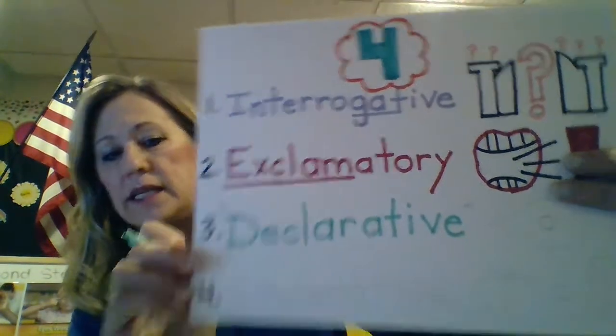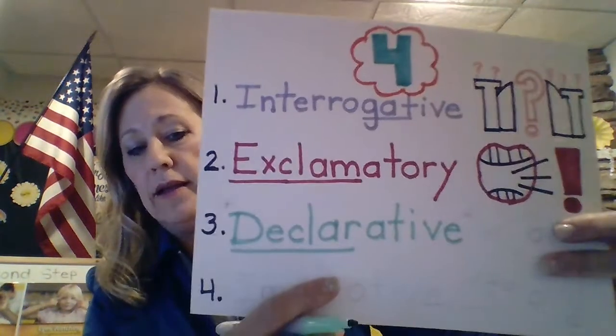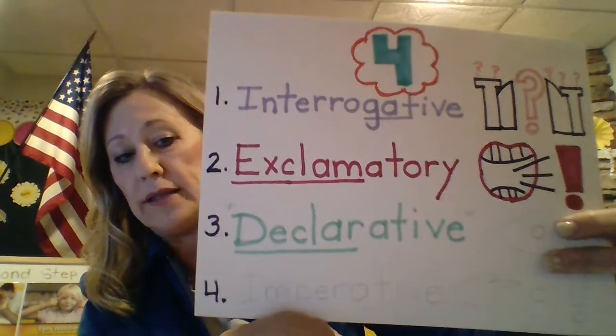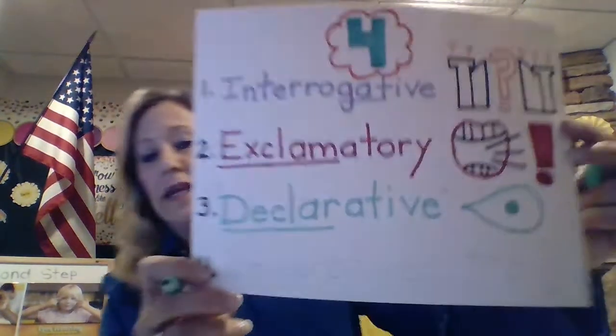All right, so for my declarative, I'm going to focus on the part of the word that says declare. Again, it's not exactly spelled correctly, but that's okay because it gives me a clue. Declare, declare. So I'm going to make a speech bubble for that one because I'm declaring something. It's just something that I'm talking about. And I'm going to put a period in my speech bubble. Okay? It looks like an eyeball.